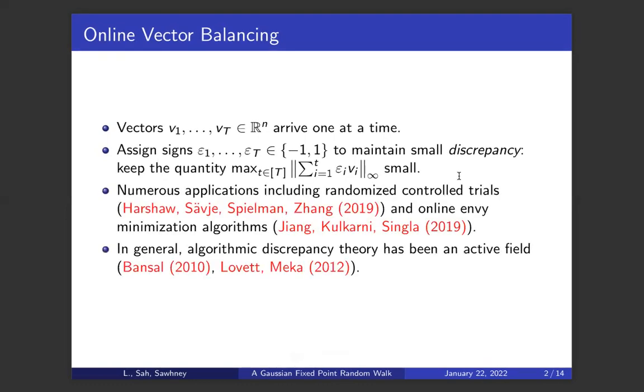Online vector balancing, or vector balancing, has numerous applications to various fields of TCS, including balancing covariates in randomized controlled trials or online NV minimization algorithms. In general, algorithmic discrepancy has been an active field since the works of Bansal and Lovett-Meka gave a polynomial time algorithm to construct solutions to Spencer's six standard deviations suffice.